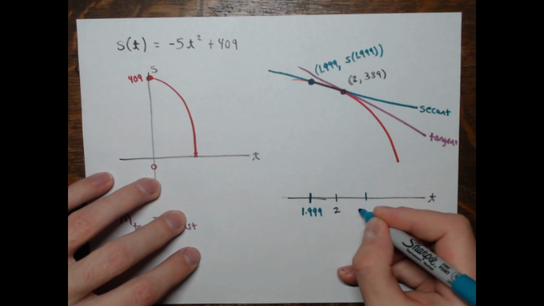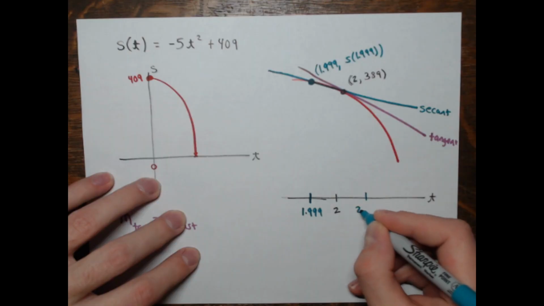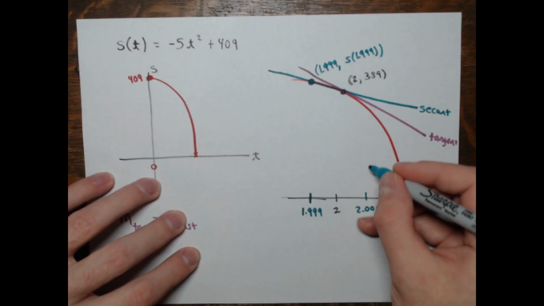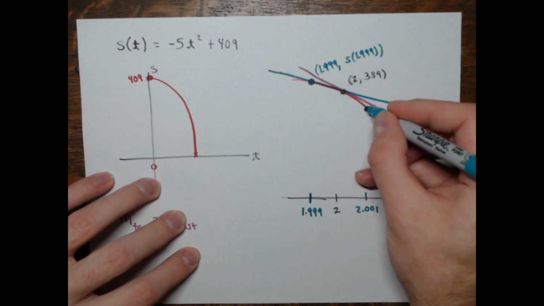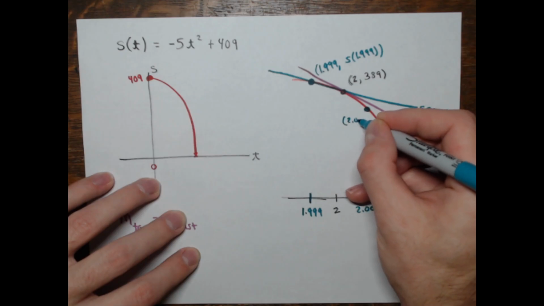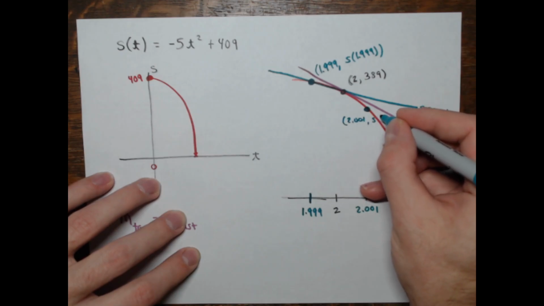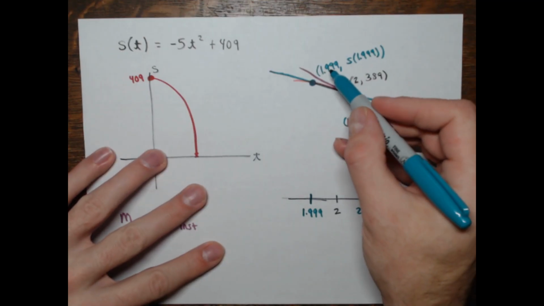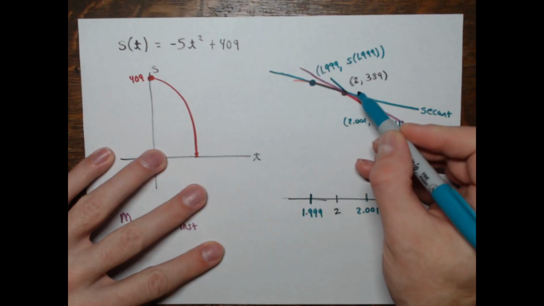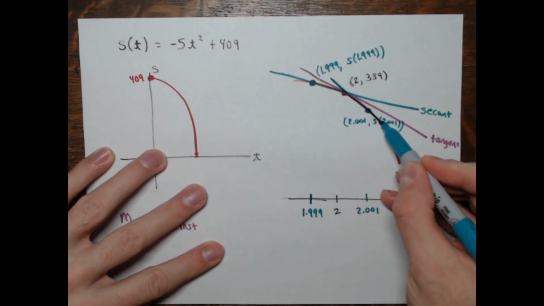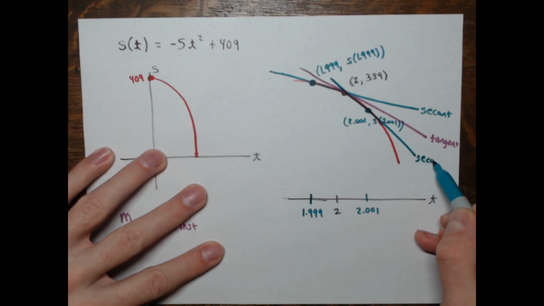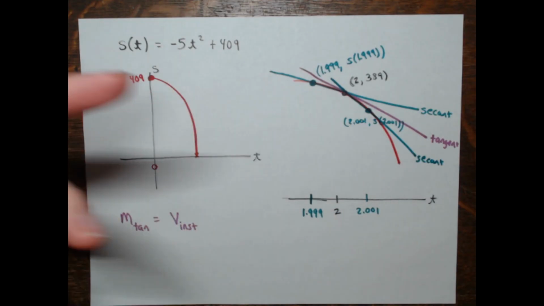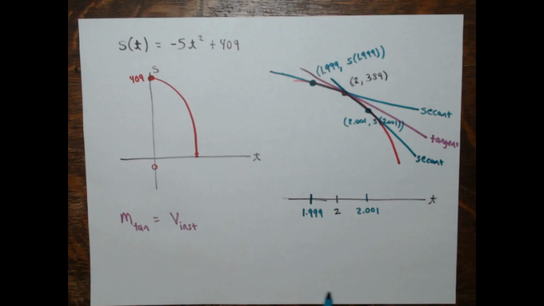And then the other one, they said to use the other one from 2 to 2.001. So I plug in 2.001, that takes me to some point to the right of this point. Here's 2.001, comma, S of 2.001. And then here's another secant line going through our point at 2 and this other point here. So here's another secant. See how both of these secants should be approximations of my tangent line.